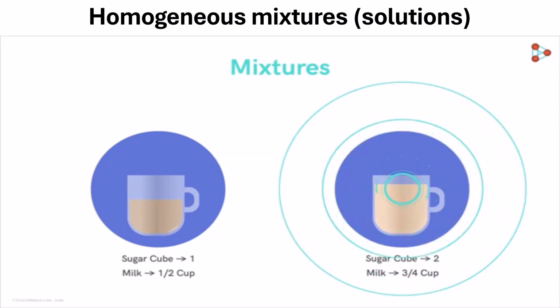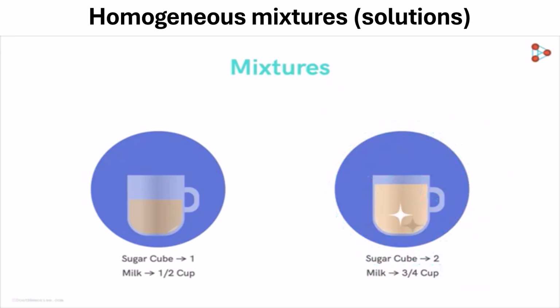Since in the second cup we've added more milk, it'll be lighter in color. The addition of 1 extra sugar cube will also make it taste sweeter. Even though we've put the same components in both the cups of tea, there is a difference in their properties. So we see that the properties of a mixture depend on its composition.